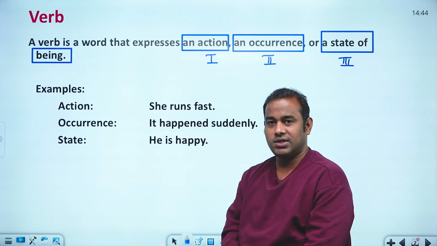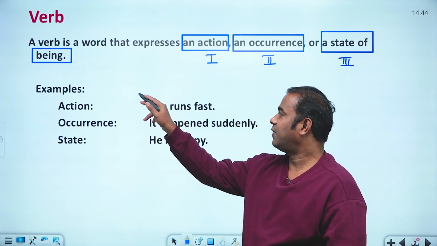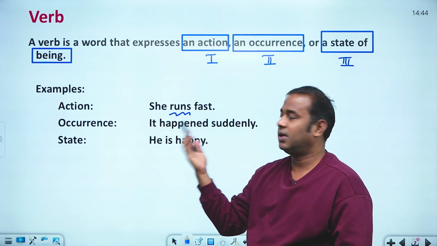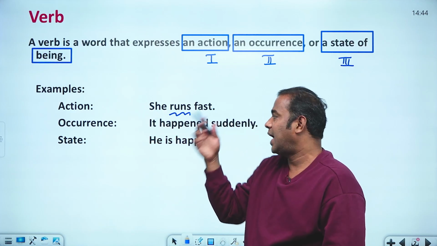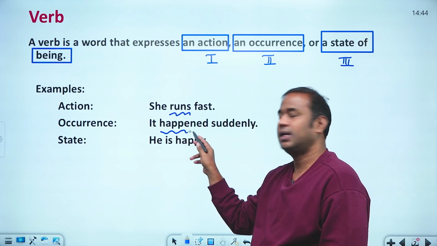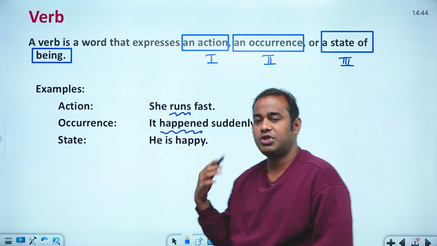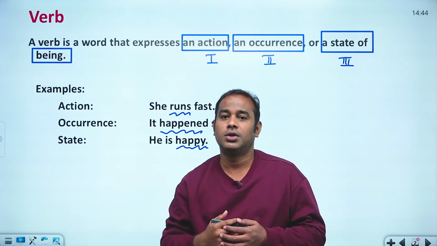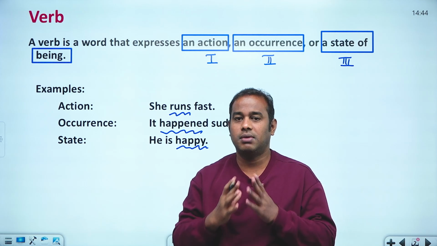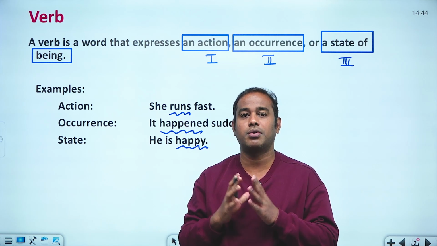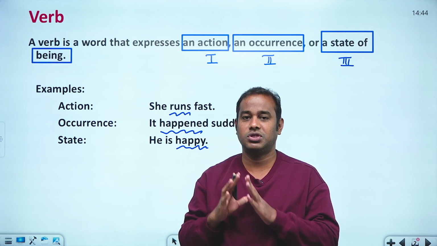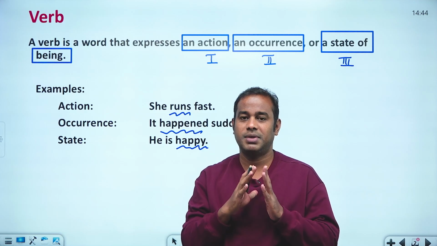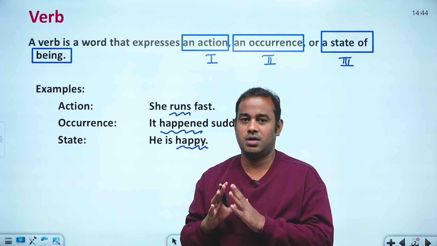Last class we also discussed this. For example, "She runs faster." It's an action. Running is basically an action. "It happened suddenly." Happened is an occurrence. Likewise, the state: "He is happy." He is in a happy state. So like this, the verb definition is not going to change here also. The definition is the same as in the previous video, where we discussed the basics of the verb.